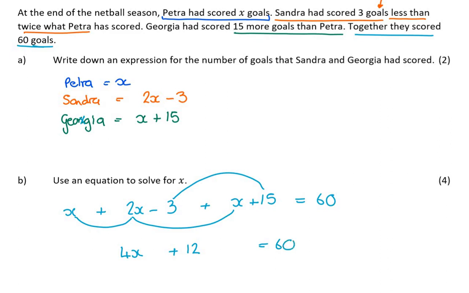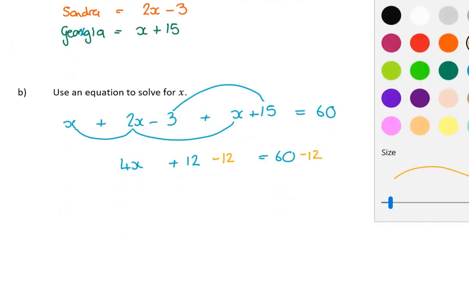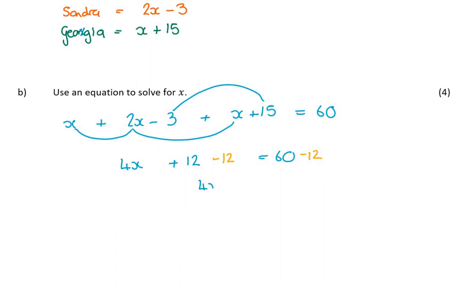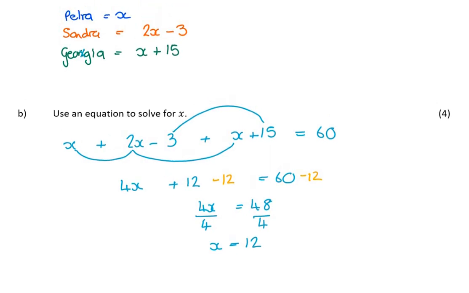And this equals 60. So either in your head or on the page, I'm going to subtract 12 from both sides. And so I land up getting 4x is equal to 48. And so finally, I'm going to divide by 4 on both sides. And if I don't get a whole number of goals, I know I've made a mistake, because Petra can't score 2.5 goals. But I get 12 goals. And now that's what I needed. They didn't say how much does Georgia score. They said solve for x. So Petra scored 12 goals.